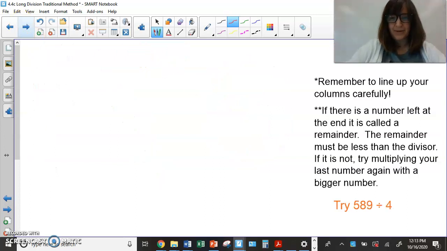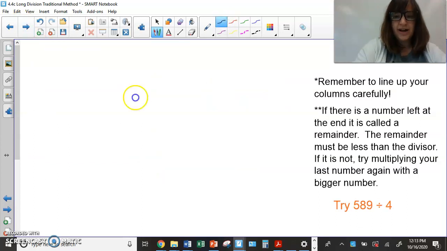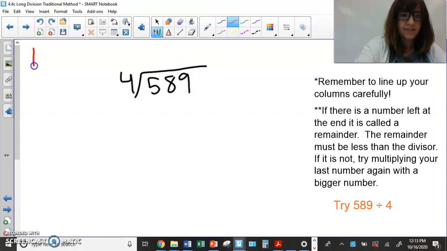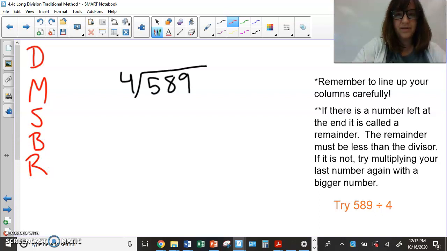Let's try another problem. So now we're going to try 589 divided by 4. And I'm going to write my dad, mom, sister, brother, Rover on the side to help me remember what to do.